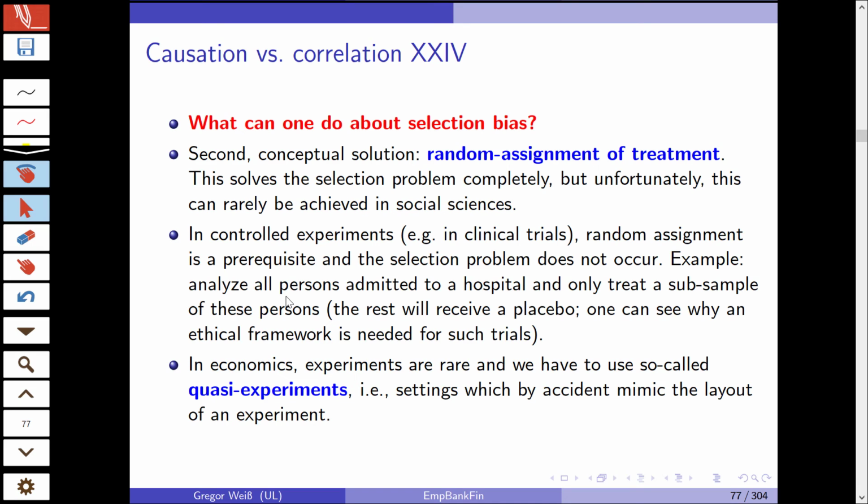Very good example. Now, what you can do in medicine, in pharmacology, you can do clinical trials. Then you construct random assignment as a prerequisite, and the selection bias should not be a problem. However, in social sciences, you hardly get the opportunity to do a clinical trial, only in experimental economics, so in behavioral economics. So what we need in economics is what we call quasi-experiments, natural settings in which by accident you have a randomly assigned control and treatment group, but this is only by chance.